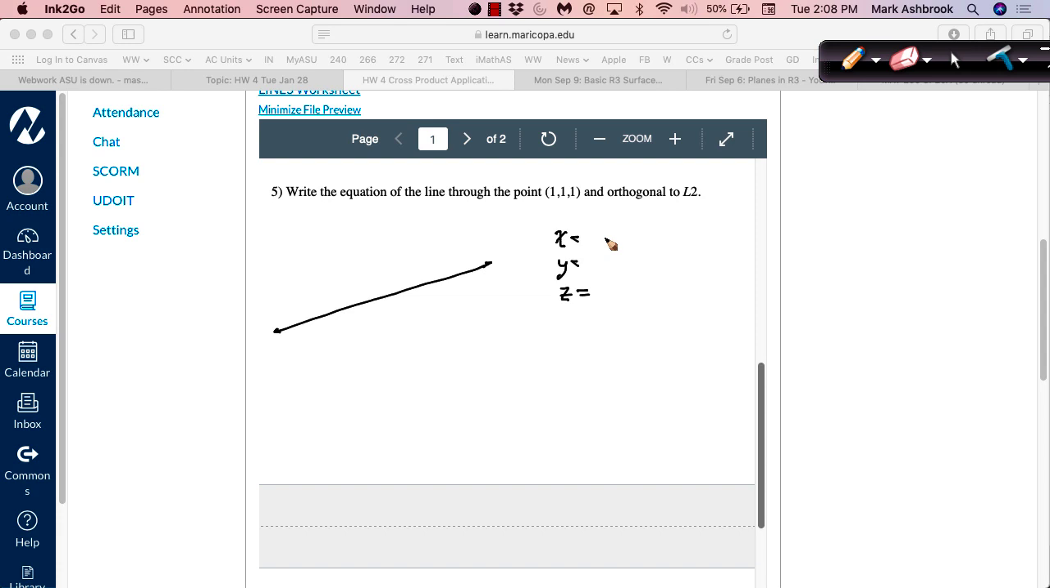So it's 1, 3, 4, plus 4s, minus 2s, plus 5s. Do I have it right? Yeah. Cool. And then we got the point 1, 1, 1. So what are we looking for? This line. So we'll just call it L3.